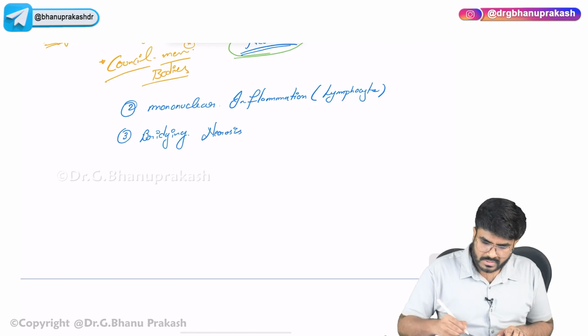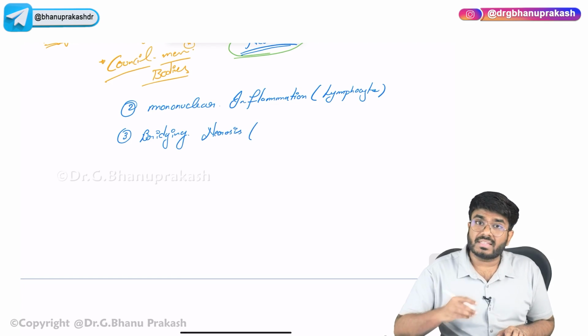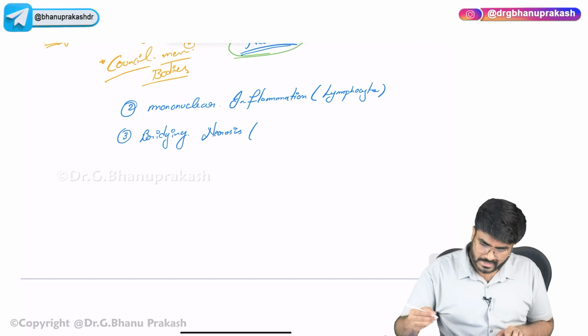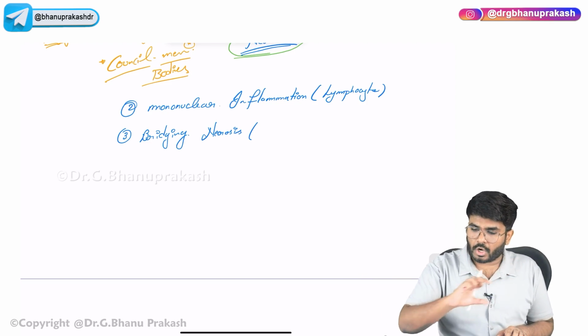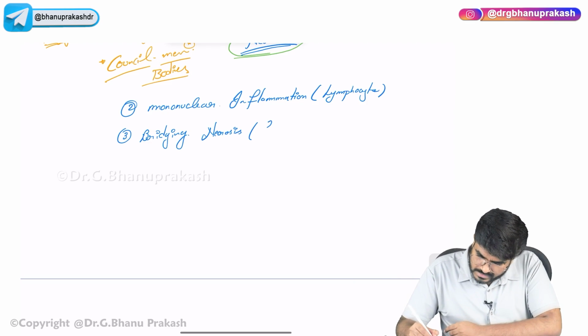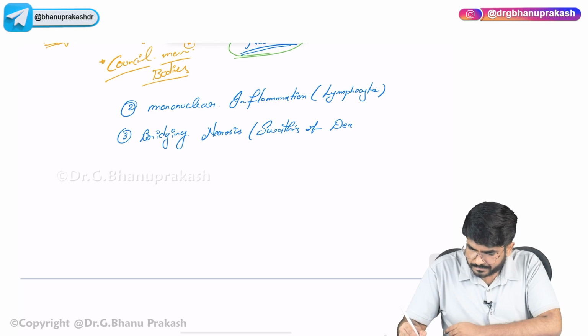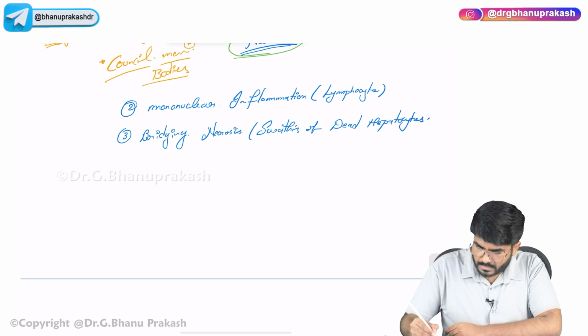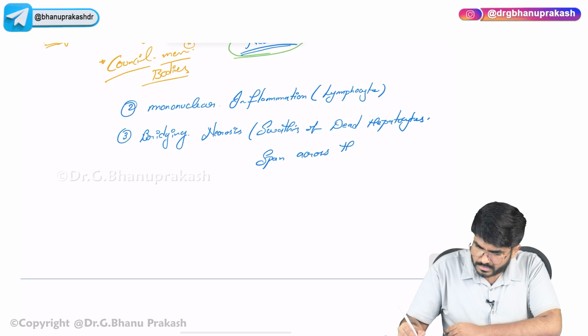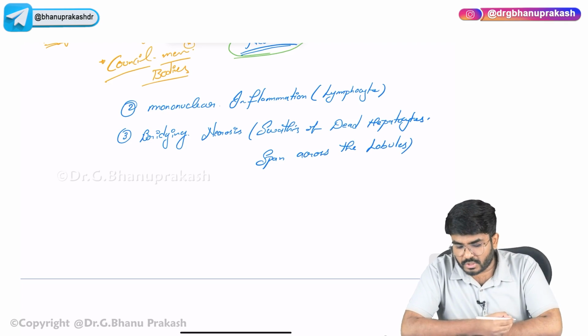So, what is this bridging necrosis if you ask me? Swaths, the paths of dead hepatocytes, span across the lobules, across the liver lobule; the liver is divided into lobules. So, swaths of dead hepatocytes span across the lobules. This is what is called bridging necrosis.